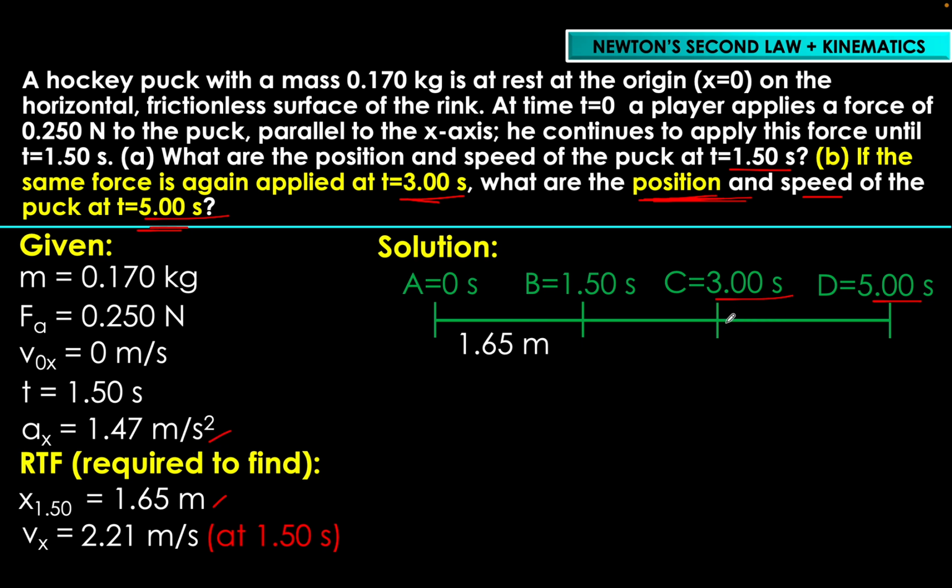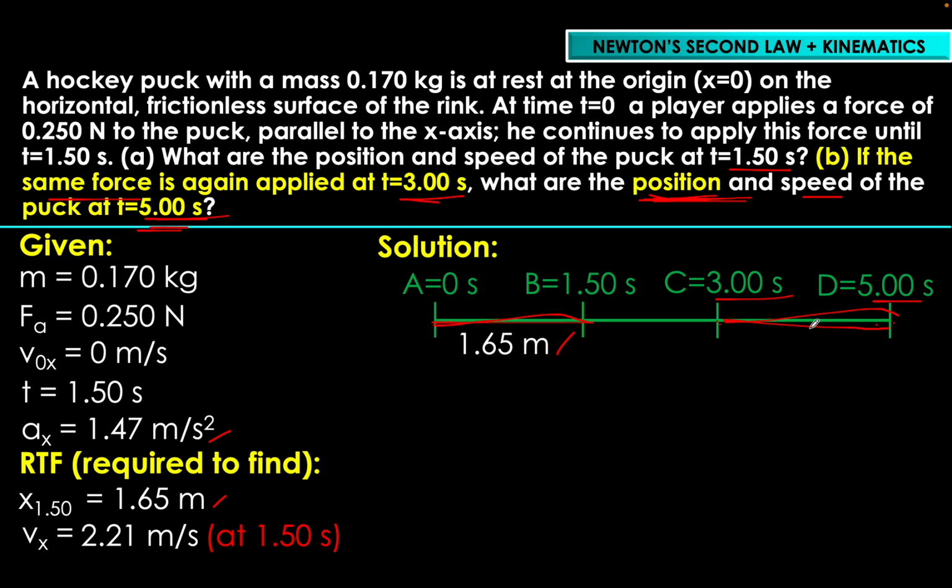And then from point C to point D, the same force that happened here is going to be applied again. So it's going to be accelerating from C to D again, right? And we can determine the position if we get to know the displacement from C to D, right? But that's not all. For us to know where the hockey puck is after 5 seconds, we need to know the displacement from A to B, which we already know because of part A. Then we can solve for the displacement from point C to point D.